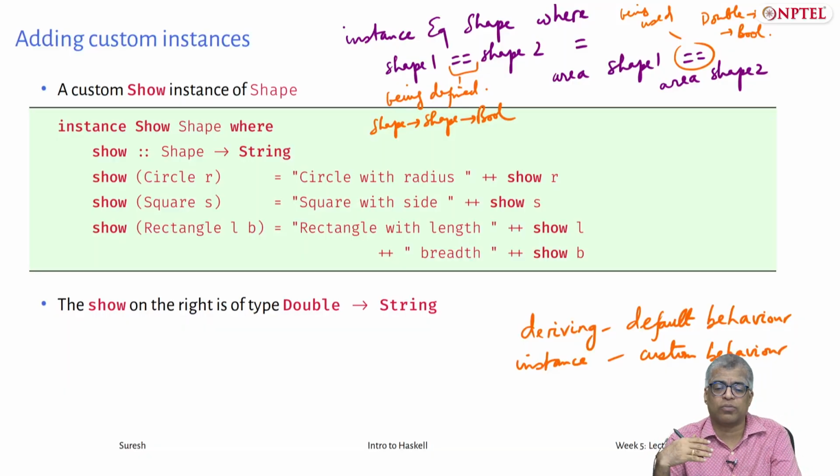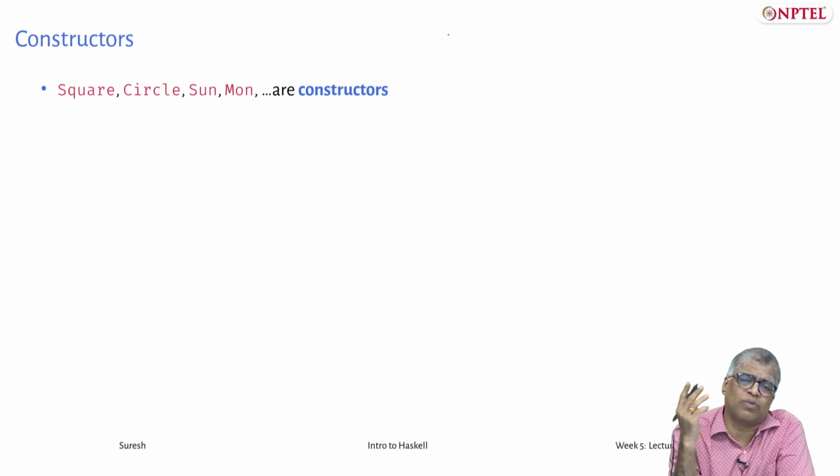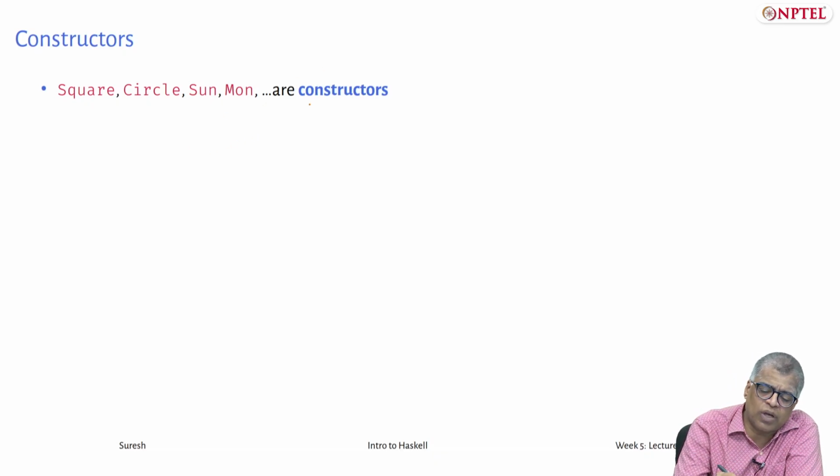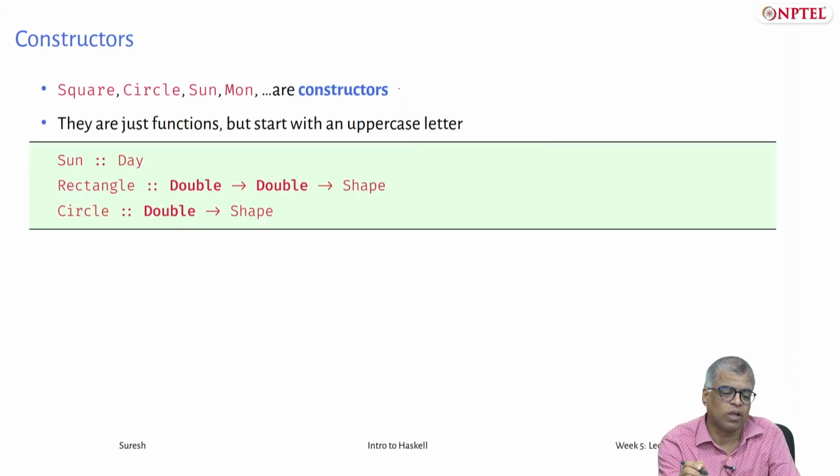Okay, let's move on now. What are these things? Shape was either a Circle or a Square or whatever. Day was either Sunday or Monday or whatever. These all have a name. They are called constructors.